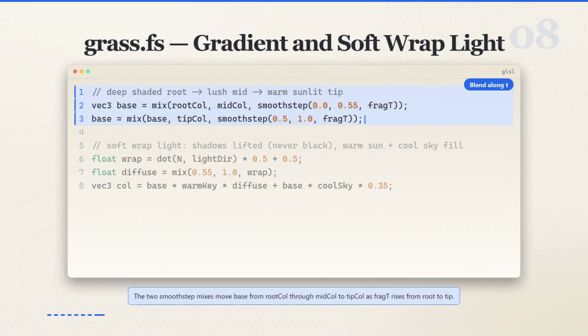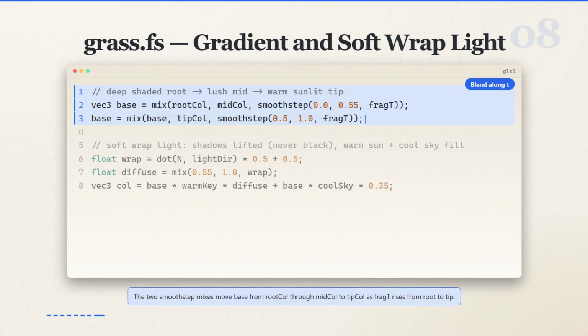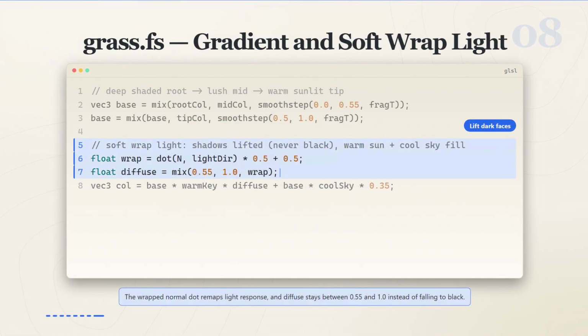Finally, color the corrected geometry instead of hiding structural problems with shading. The first mix moves from a deep root color toward the lush middle. The second smoothstep introduces the warm tip color across the upper half.